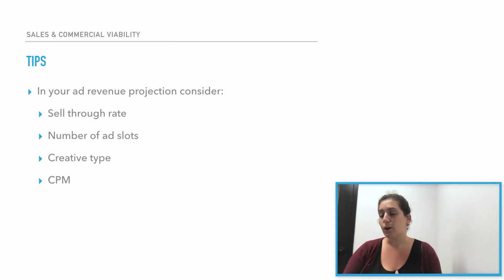Also, know what kind of creative type you're willing to do. Branded content demands higher CPMs. Also know that pre-recorded spots demand a way lower CPM.